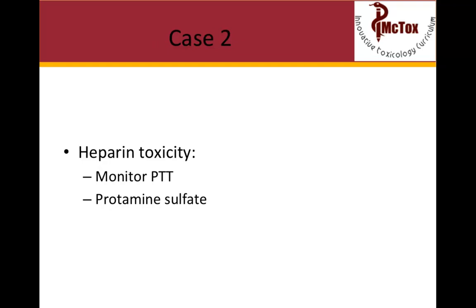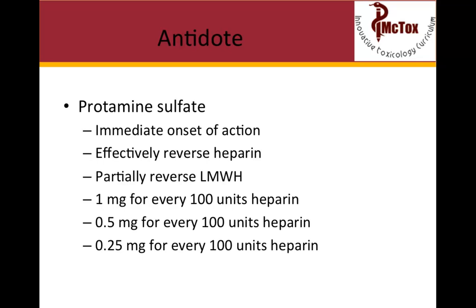In the case of heparin, drug activity, and therefore risk of bleeding, is measured by PTT. Protamine sulfate can be administered as an antidote to reverse heparin toxicity, and works by binding to heparin or low molecular weight heparin and forming a stable complex, inactive as an anticoagulant. Protamine sulfate has an immediate onset of action once given intravenously. It does effectively reverse heparin, but it only partially reverses low molecular weight heparin toxicity.